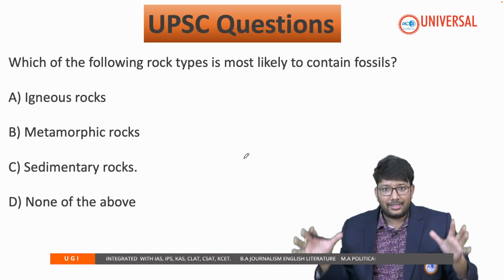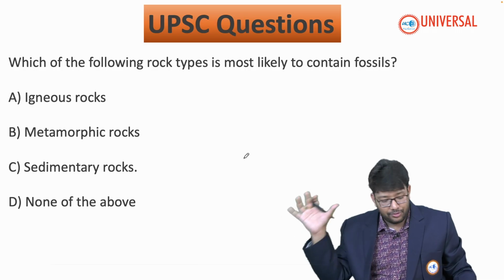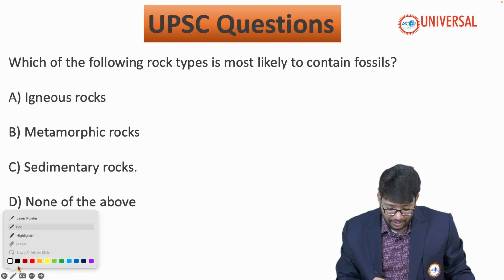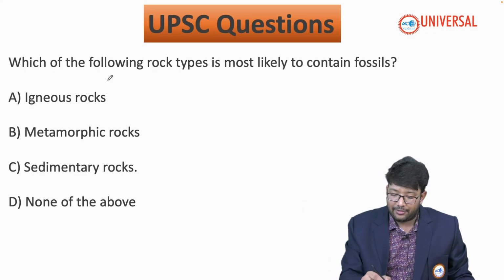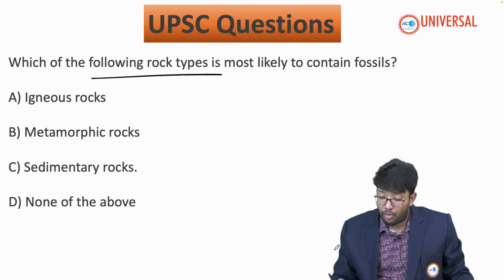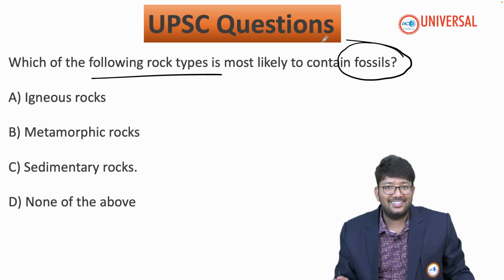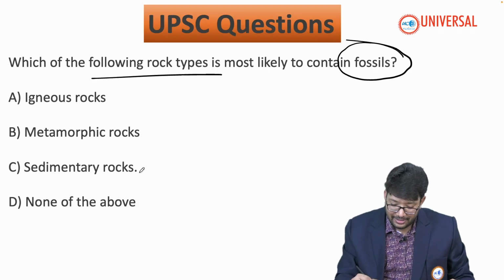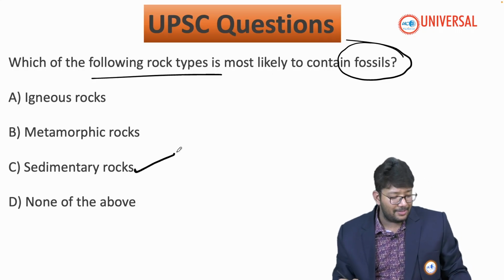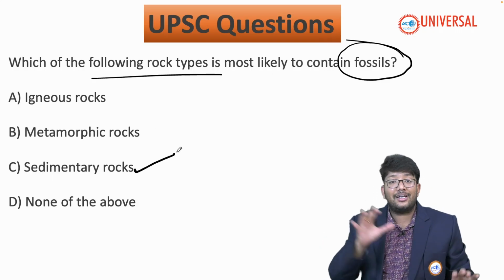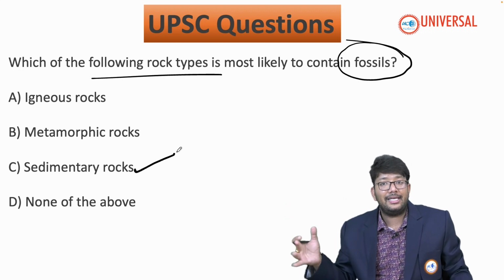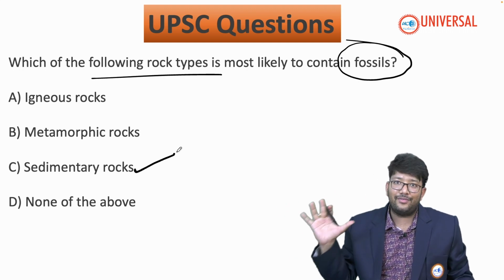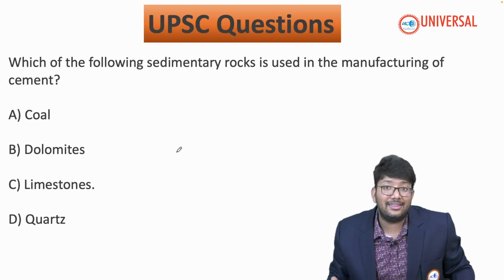So whatever we have done so far, on the basis of that, some UPSC questions, or we can say probable questions, can be asked in the examination. Which of the following rock types is most likely to contain fossils? Okay, the answer is simple: sedimentary rocks. Simple. See, before this lecture you might not have known that, you might have been struggling with that. Now you won't, because now you know which rock contains the fossils.